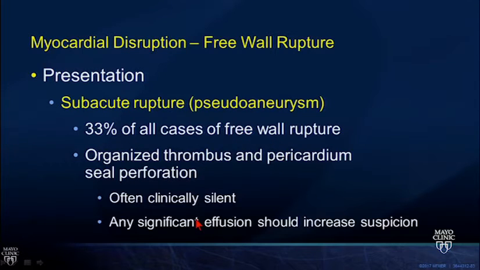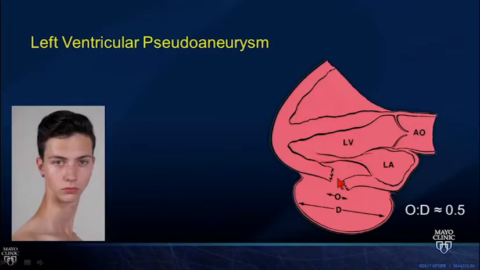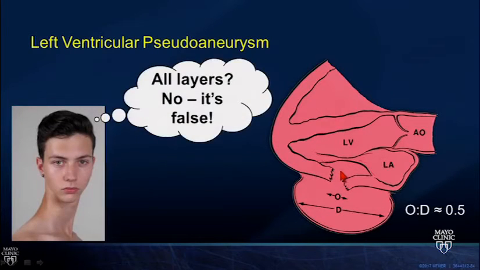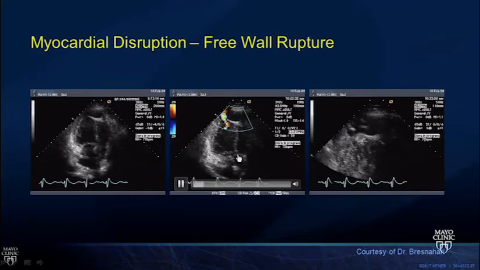This can often be clinically silent. You have just this thin layer. It's not all layers that are involved, and you can see here that it has a thin neck. Okay, so with a thin neck, it doesn't involve all layers, just a thin layer out here. It's a false aneurysm. These have potential to completely rupture.